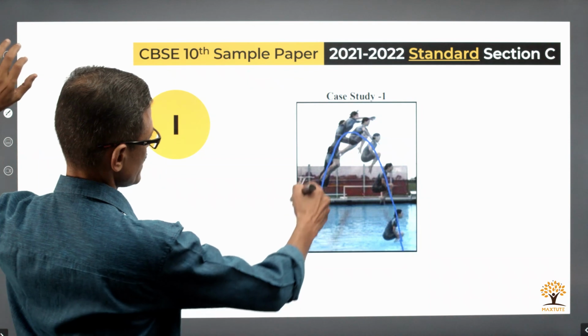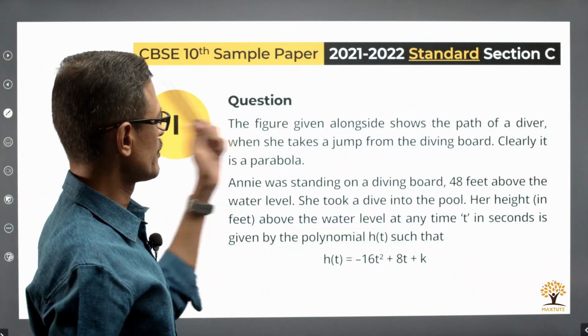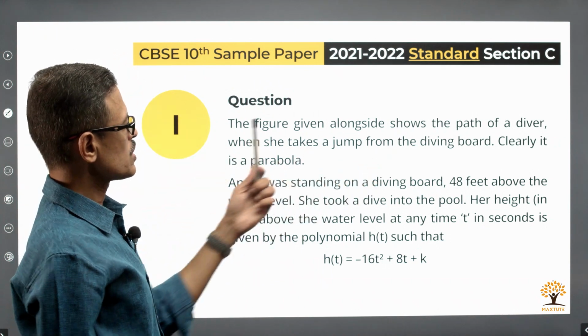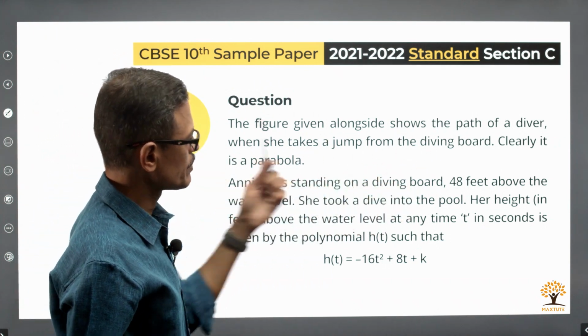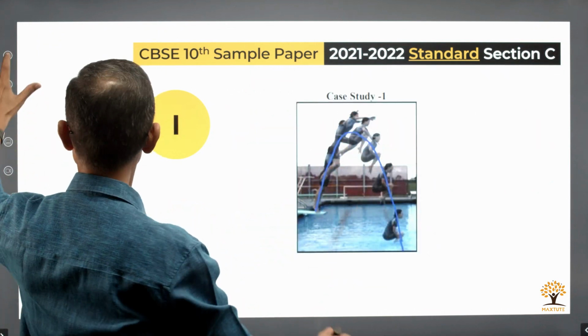Take a look at it. This is essentially a diving board where you go on top and then dive. What is mentioned is the figure given alongside in the previous slide shows the path of a diver when she takes a jump from the diving board. Clearly, it's a parabola, right? This obviously is a parabola.